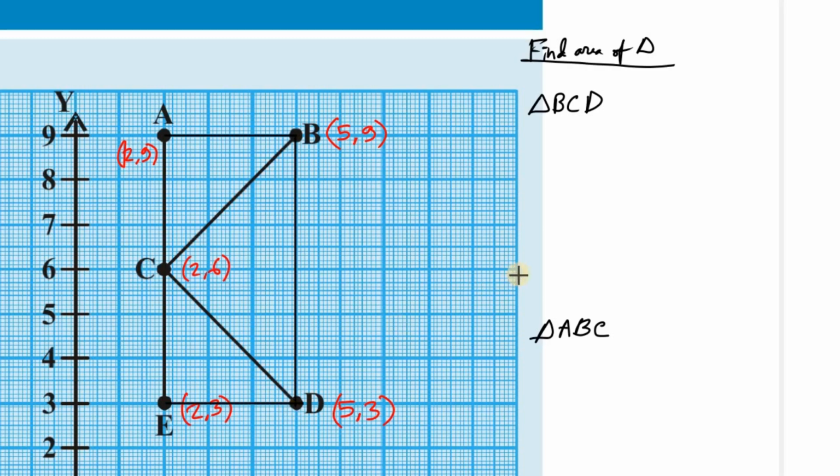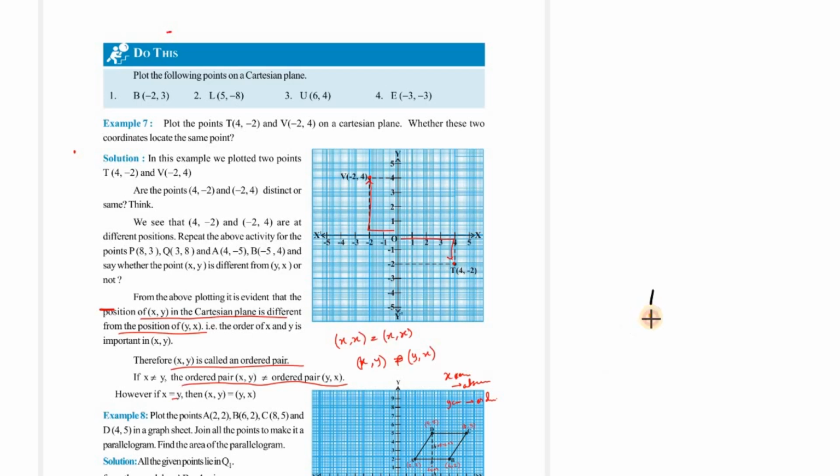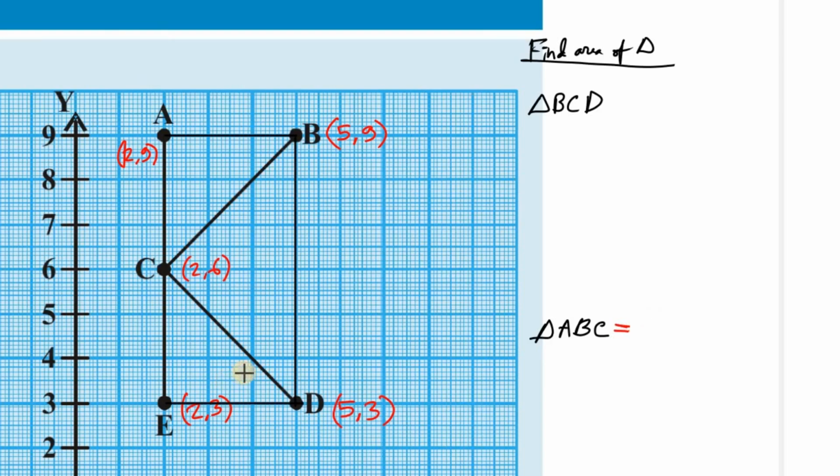Now look closely, some more examples. So this we have already previously done. We have already previously tried to find the coordinates of the various points. Now you have to find the area of the triangle BCD and triangle ABC. First, let me try to find the area of triangle ABC. Okay, so what is this? Half into base.